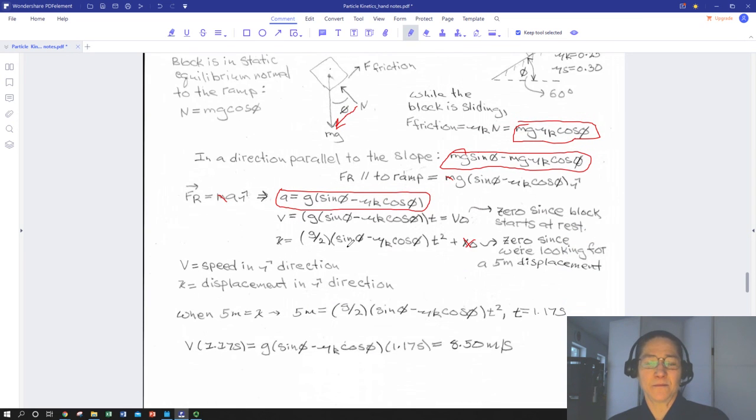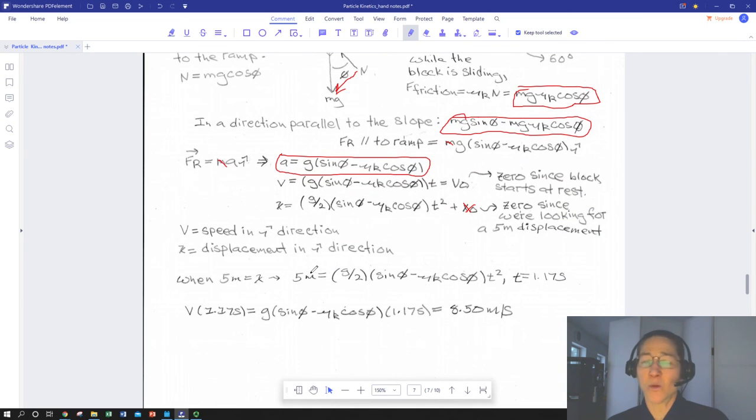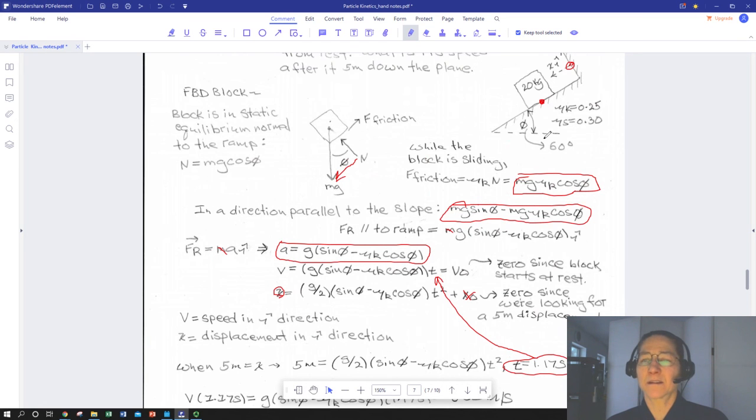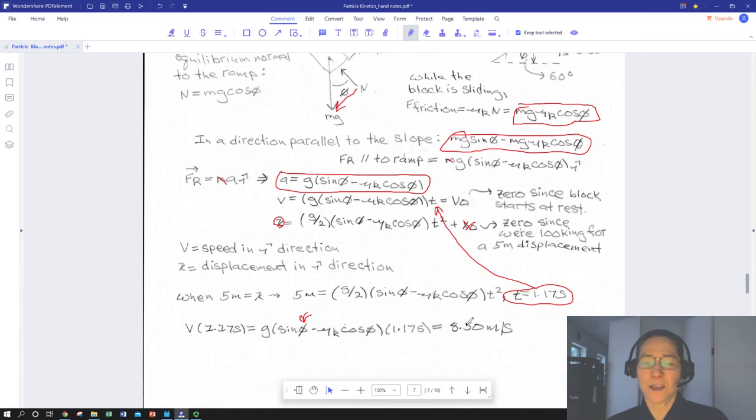Speed for a 5 meter displacement. So I find time associated with the 5 meter displacement. I plug 5 meters in for x. I solve for time. It's 1.17 seconds. Now I plug that time back into my velocity expression. Love those equations of motion. And just crank through the algebra using the values that I was given for phi and mu sub k, 60 degrees and 0.3, and I get 8.5 meters per second.